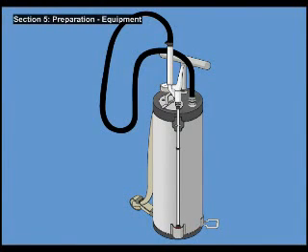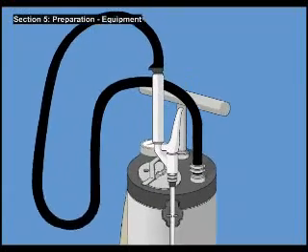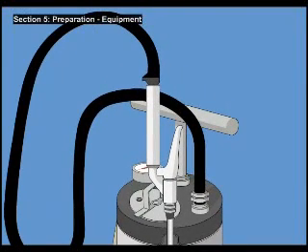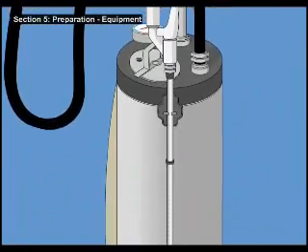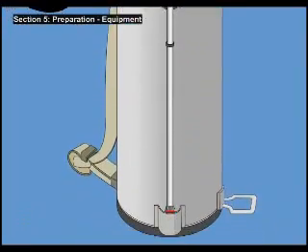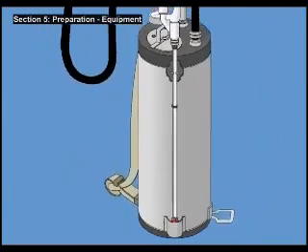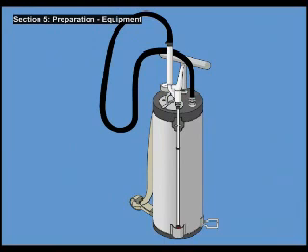Section 5. Preparation. Equipment. When implementing indoor residual spraying, it is essential that sprayers that meet WHO specifications are purchased. Spraying of walls is normally done with a compression sprayer, as the equipment does not require pumping while spraying. The parts of the sprayer are now shown.